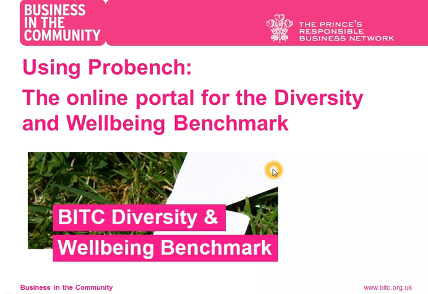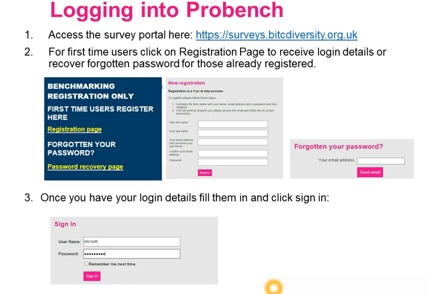For details on who can benchmark and what it covers, please visit our website at diversity.bitc.org.uk. The first step to getting started with Probench is logging in. If you are a registered user, this URL takes you to the portal where you can log in using your existing username and password, then click Sign in to proceed. There's also the option to recover your password if you have forgotten it. If you're a first-time user of Probench, you'll have to register your details on the portal and you'll receive your login details from us. Once you have received these, you are ready to click Sign in and proceed.